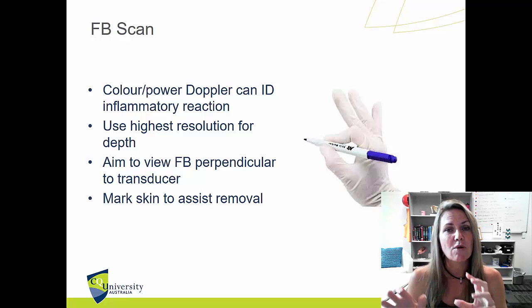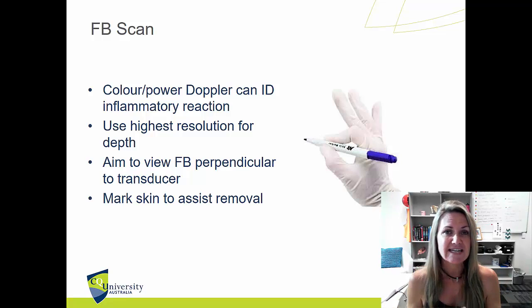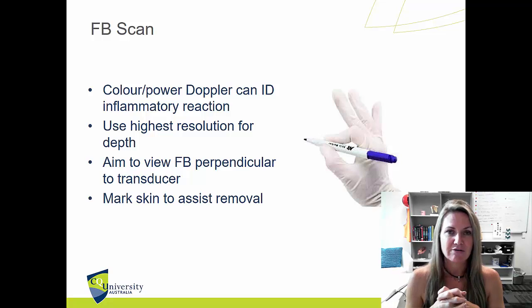A lot of the time you might use a 12 or a 17 in the general vicinity once you identify where the foreign body is, and then switch to the hockey stick so that you can get a better appreciation of where it is, and looking for those track marks, etc., to see if there's any other fragments that might be surrounding that area. You do need to mark the skin.